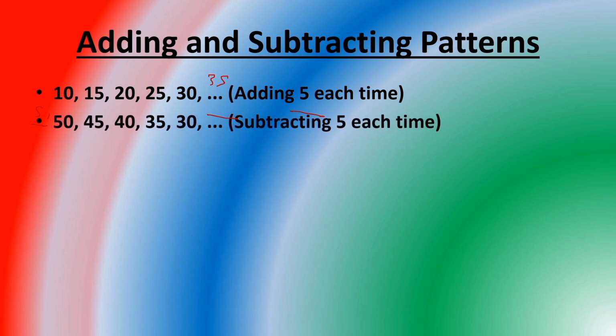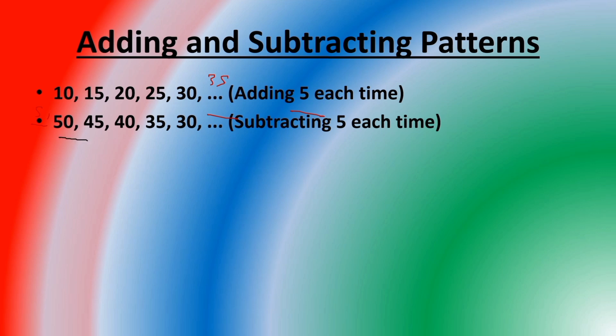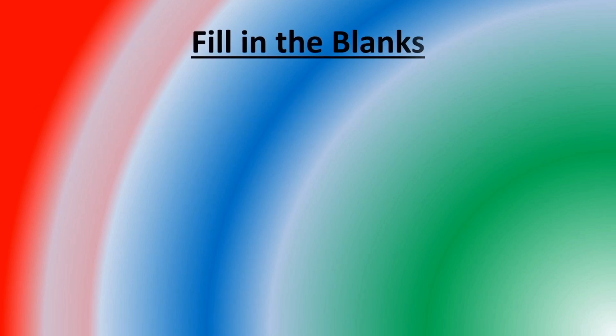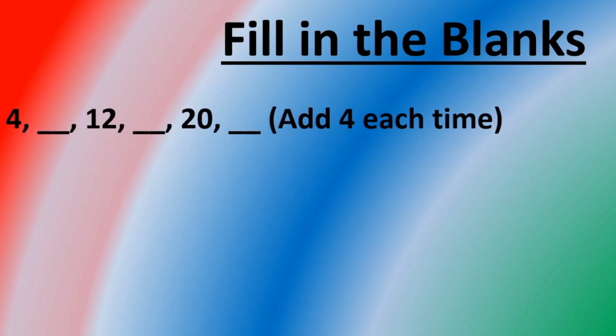What if we are decreasing, subtracting a certain number? Here in this case it is decreasing by 5: 50, 45, 40, 35, 30. What will be the next? It is decreasing by 5, we are subtracting, so the next will be 30 minus 5, which is 25, right? Now we will do some exercises, that is fill in the blanks.